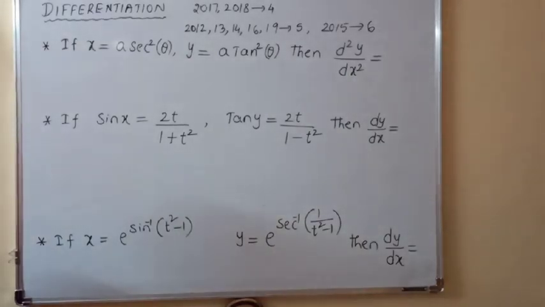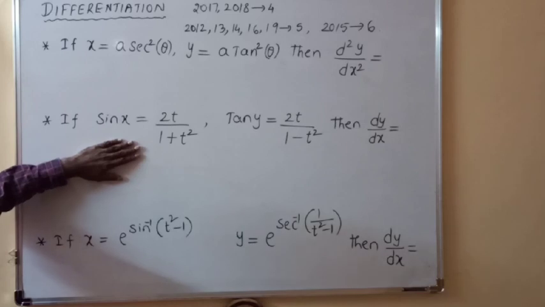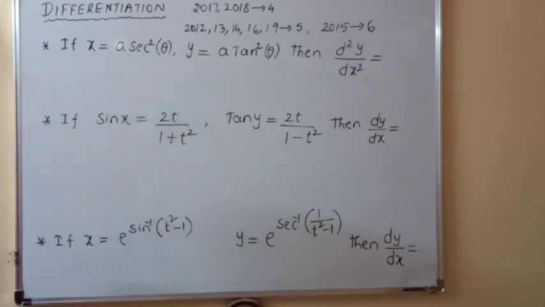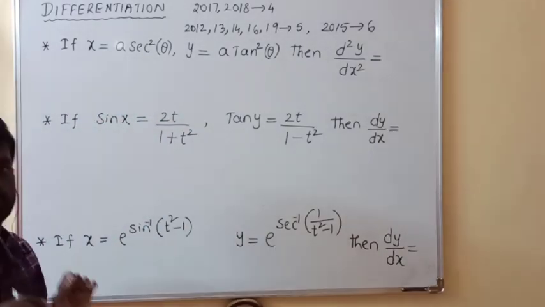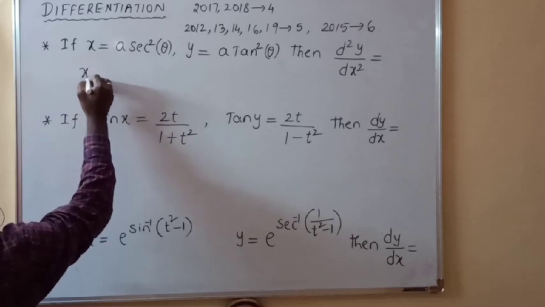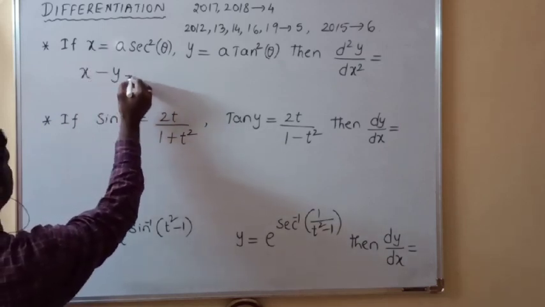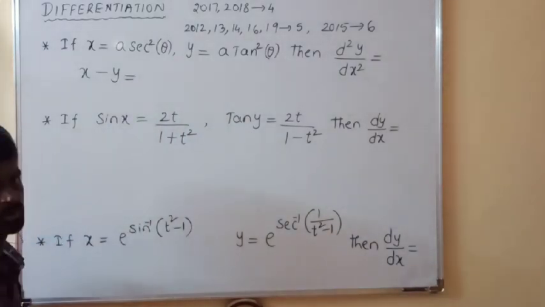Okay, so now observe here, in this problem also we are eliminating t. In all these problems, it is better to eliminate the parameter. So x is equal to a secant square theta, y is equal to a tan square theta. How can we eliminate? Look at that. Consider x minus y. Why do we have to consider x minus y?